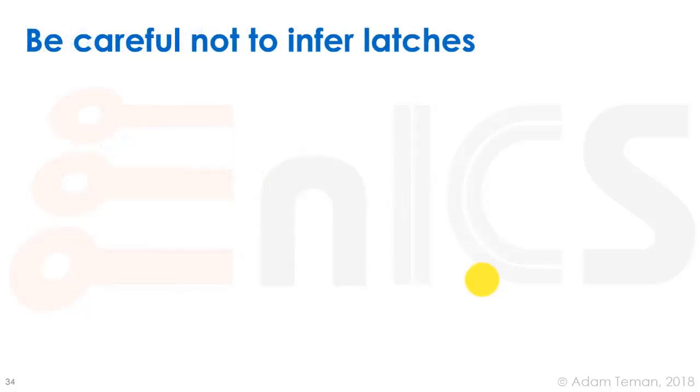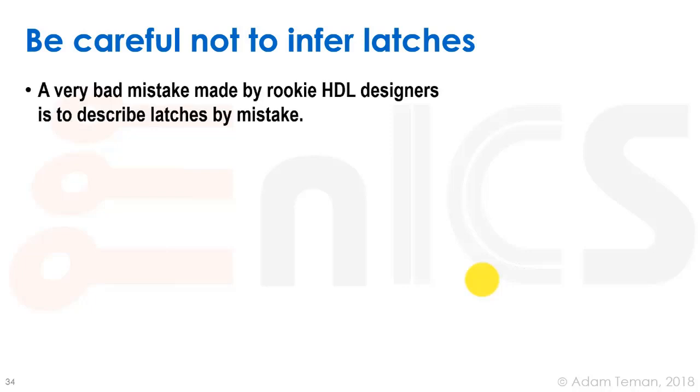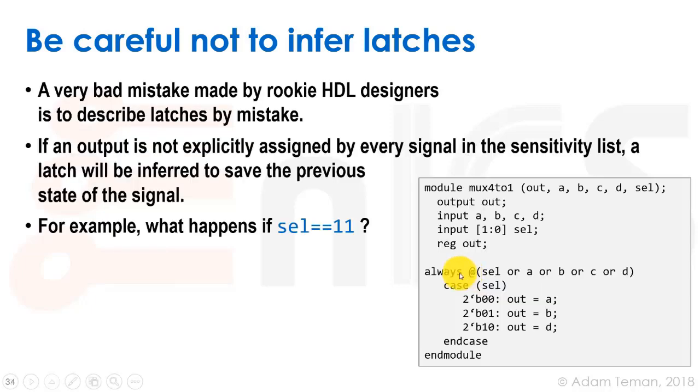Okay, be really careful not to infer latches. This usually happens to rookie HDL designers until they get used to it. If an output is not explicitly assigned for every value of the signals in the sensitivity list, a latch will be inferred to save the previous state of the signal. For example, what happens if sel equals 1, 1? We don't have sel equals 1, 1 here, right? We have to have a latch to save the state.